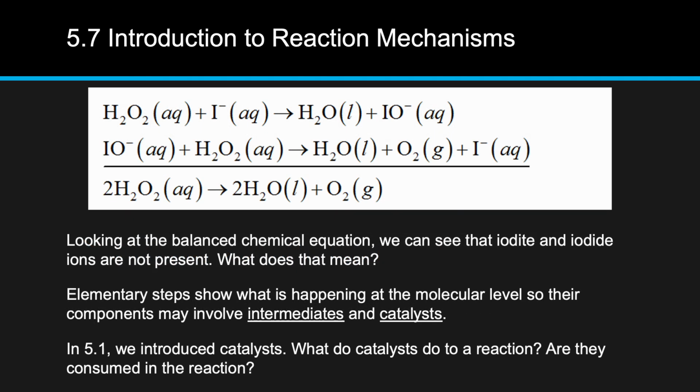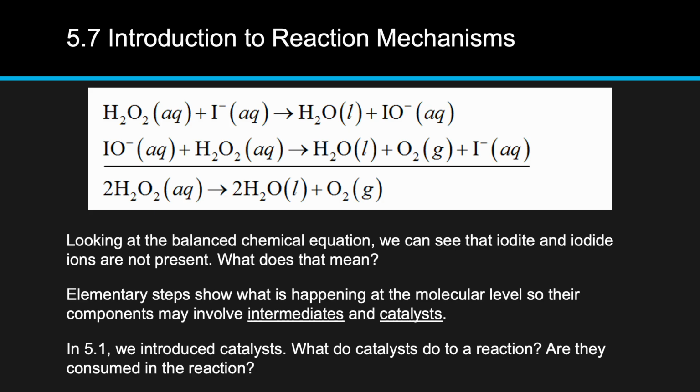When we look at the overall balanced equation, notice that hypoiodite and iodide, which is IO negative and I negative, do not appear in the final reaction. That is going to tell us that they are not part of the net change. They're just involved in the pathway the reaction takes. So elementary steps show us what happens at the molecular level, so they can include special species like intermediates and catalysts that cancel out when the steps are added together.